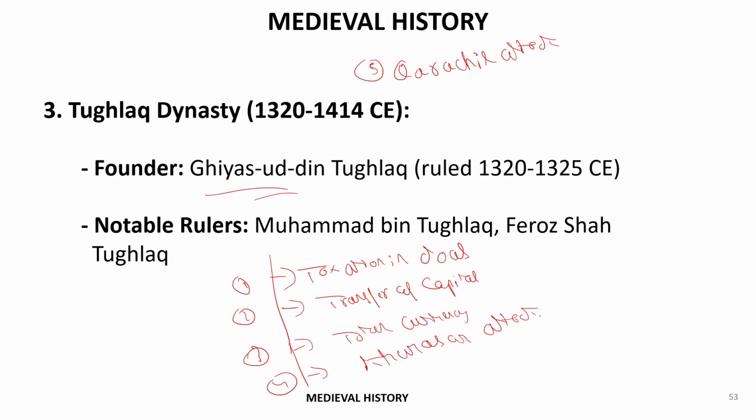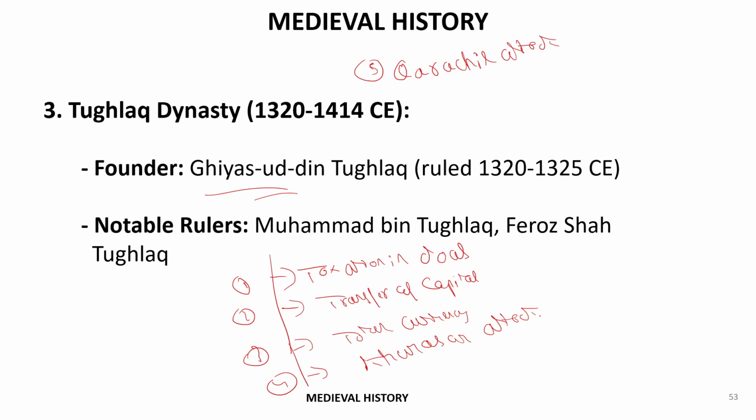Okay. Third mistake was token currency. He introduced the token currency, which was rejected by the traders. Fourth mistake was Khorasan attack. He attacked the Khorasan region in the Middle East where he was defeated, but he had to suffer a lot. And the fifth one was the Karachil attack. He attacked Karachil, but he failed. So these are the 5 mistakes which are considered the failure of Muhammad bin Tughlaq.